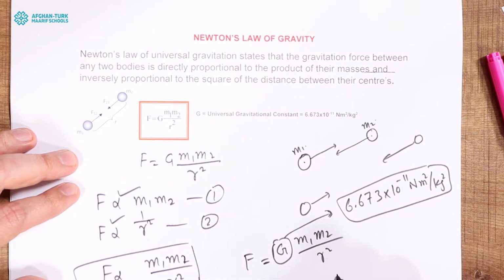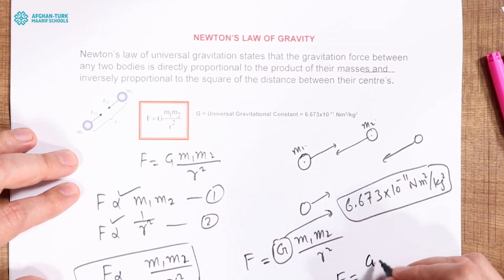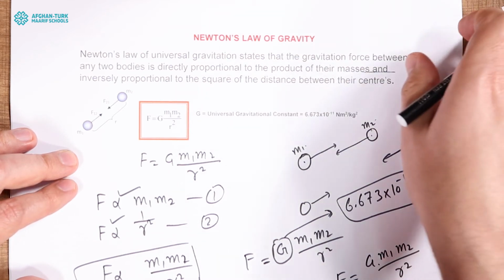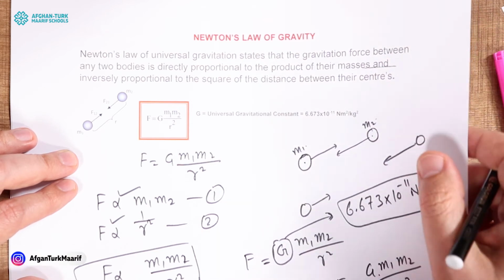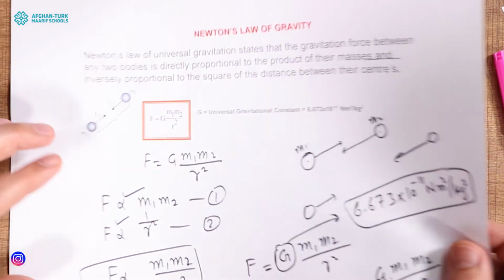So now the formula of Newton's law of universal gravitation is F equals G m1 m2 divided by r square. Okay, let's see. We are going to solve some examples of this law.